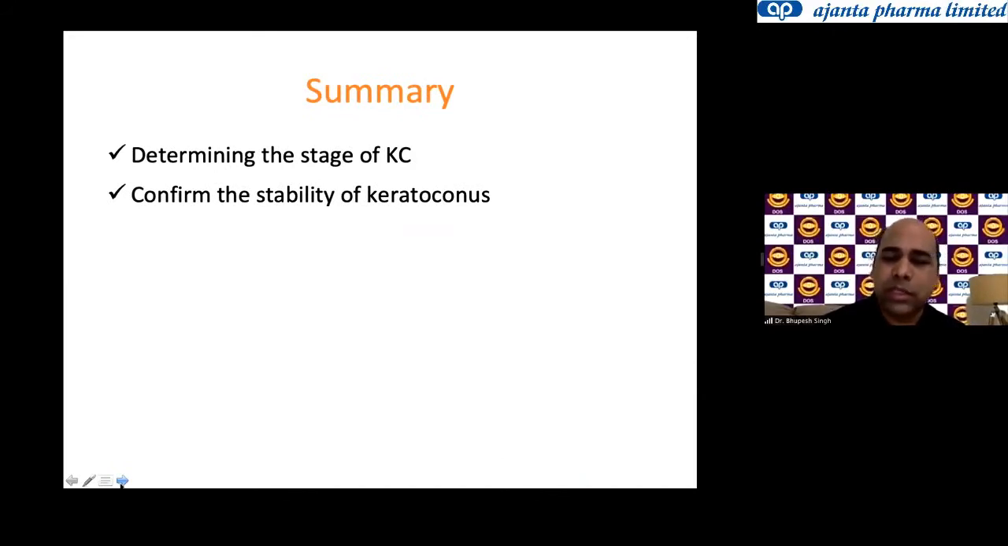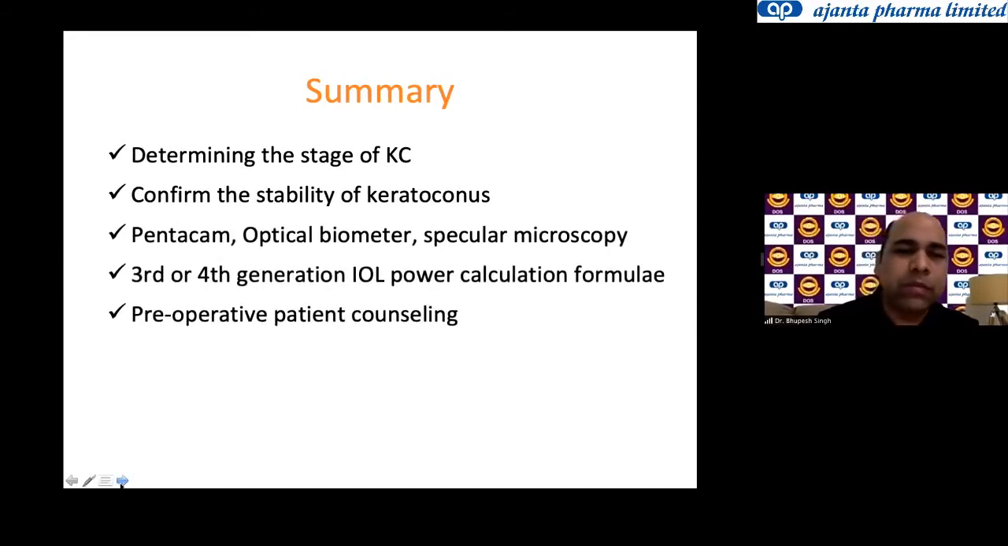We should confirm the stability of the keratoconus. If we are not sure that the keratoconus is stable, we need to wait for 6 months. And if it is progressing, we have to go for cross-linking and then wait for stability to be achieved.